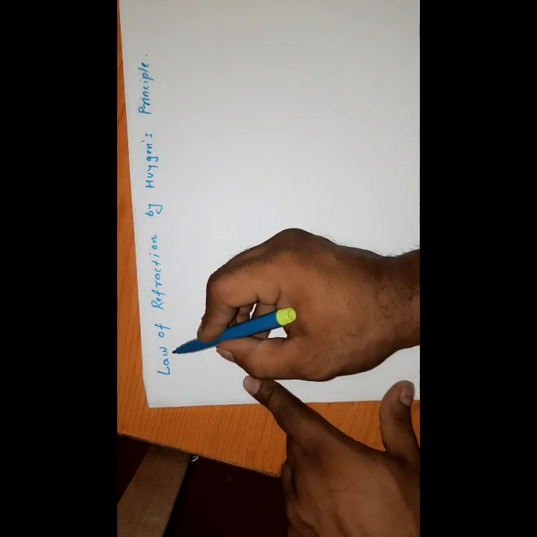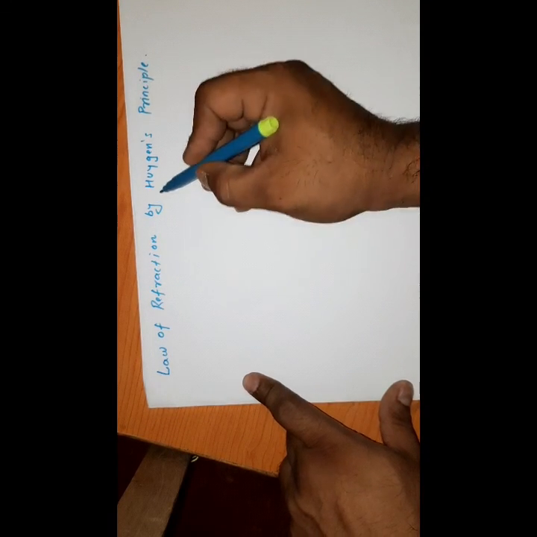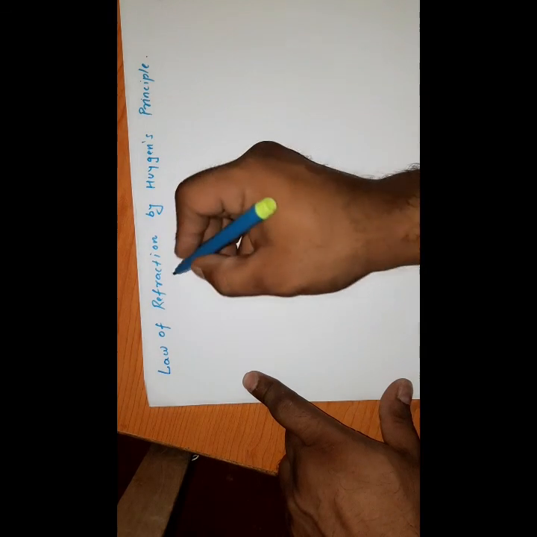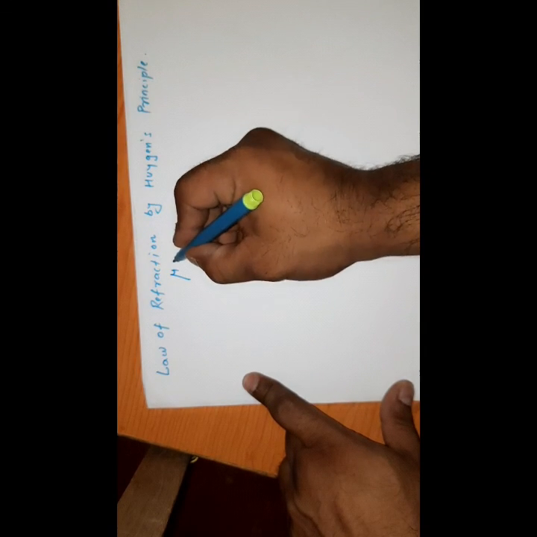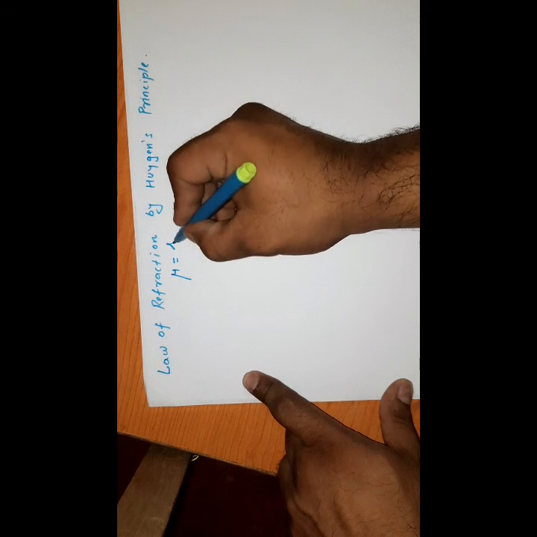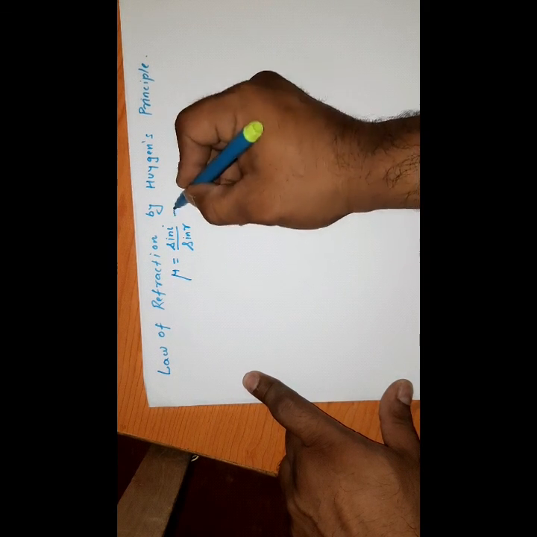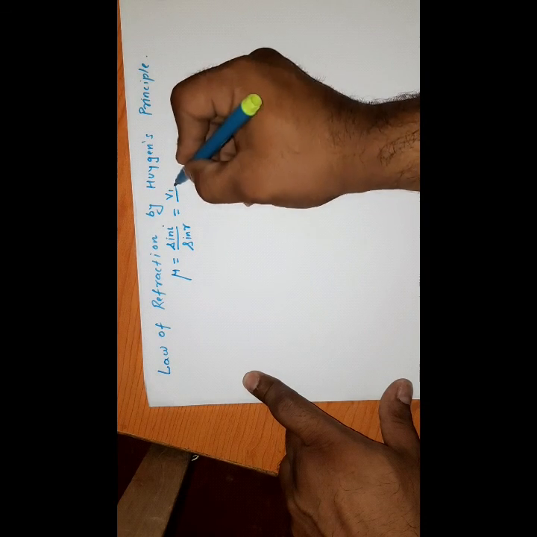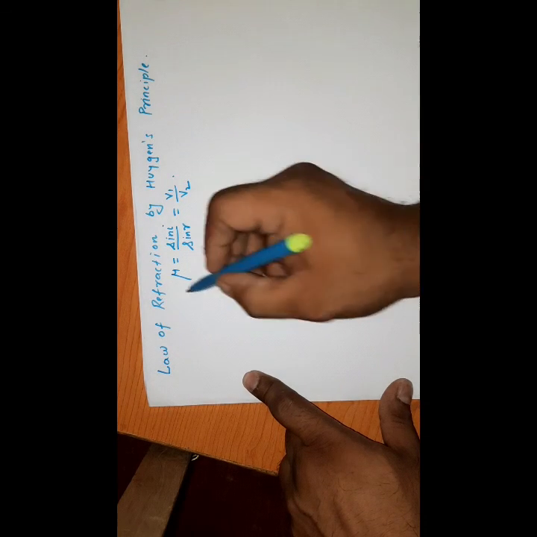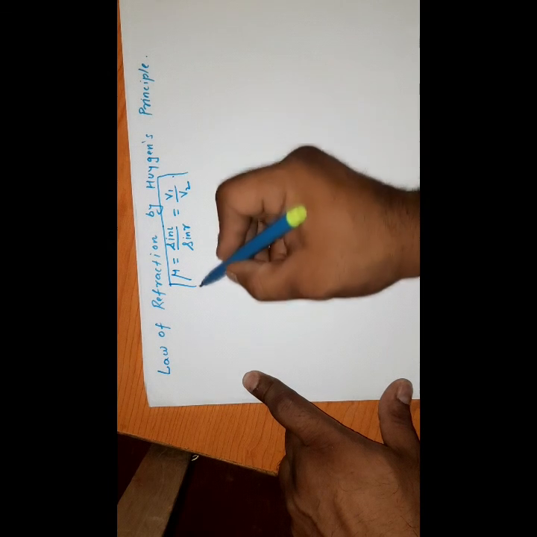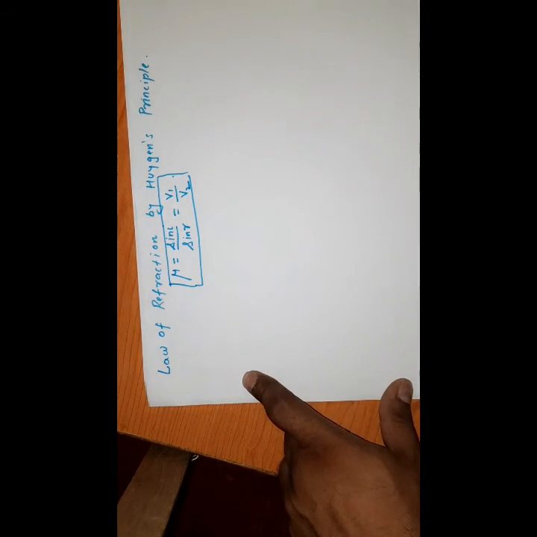So now we are doing the laws of refraction by Huygens principle. What is the law of refraction? That is, the refractive index of a medium is equal to the sine of the angle of incidence to the sine of the angle of refraction, which is equal to the velocity in medium 1 to the velocity in medium 2. This we have to derive. Now we can understand how we can derive it.